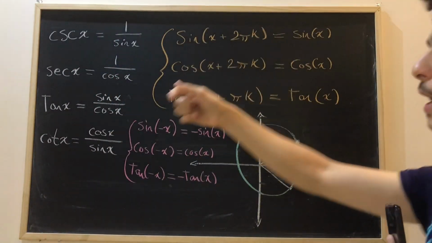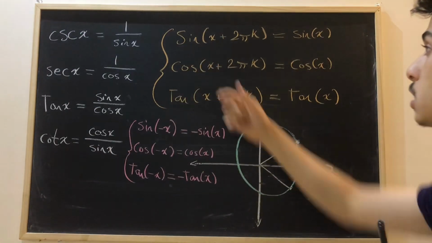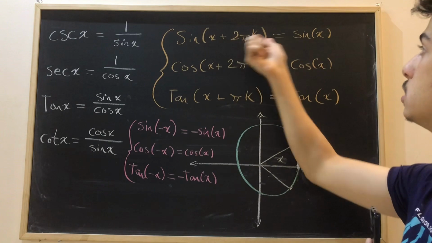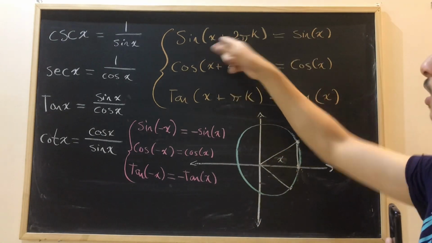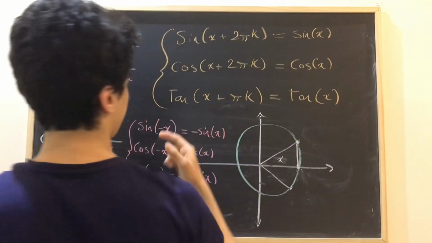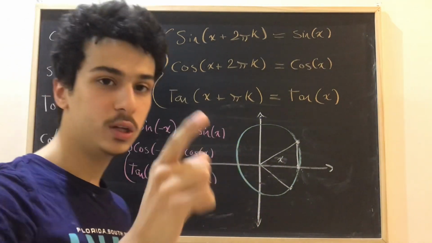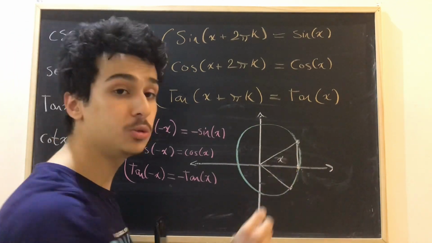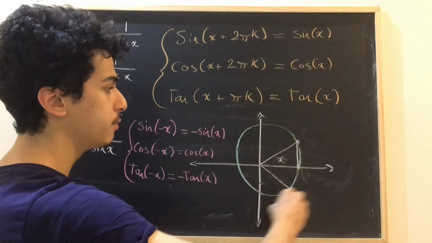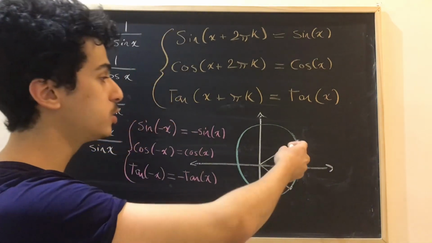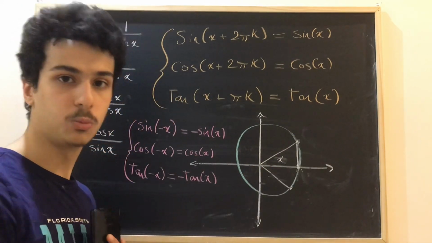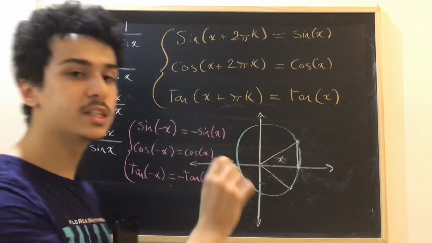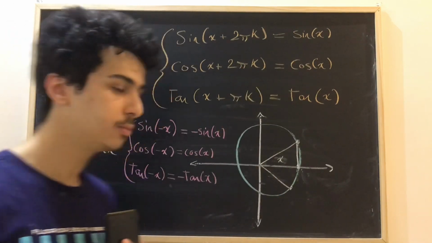Over here in orange, we have what we call periodicity of these trig functions. Sine of x plus 2 pi k is just sine of x, where x is the angle and k is just any integer. The same goes for cosine. What does this mean? If we have some angle on this circle, and we go 2 pi, meaning 360 degrees, we'll return to the same place. This is because any circle has 360 degrees. And the same goes for tan, except we have a pi and not a 2 pi.